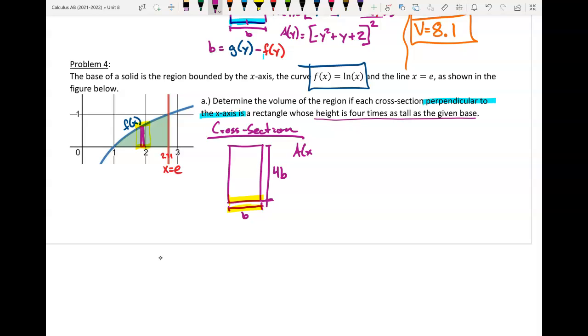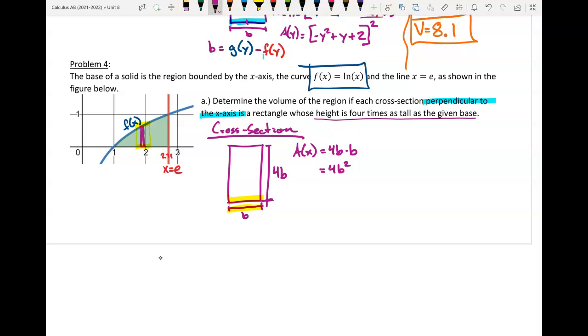That'd be A of x, and it is A of x this time because I'm perpendicular to the x-axis, so everything is in terms of x. So that's going to be 4b times b, length times width, or base times height, however you want to think about it. That's going to be equal to 4b squared.